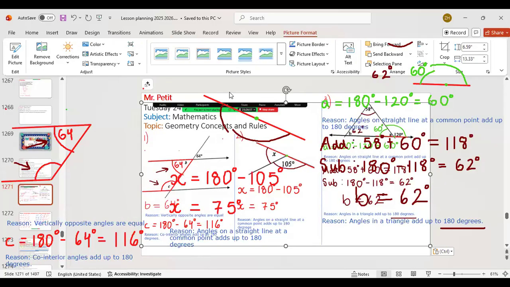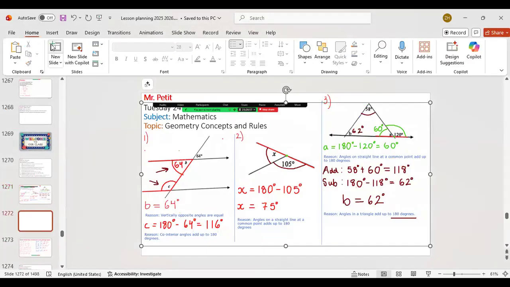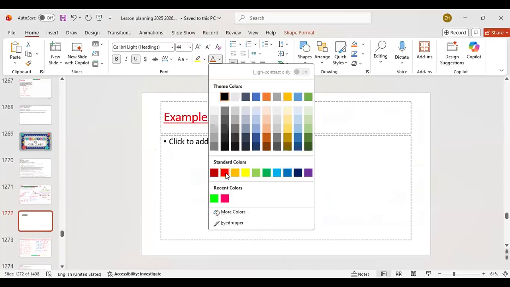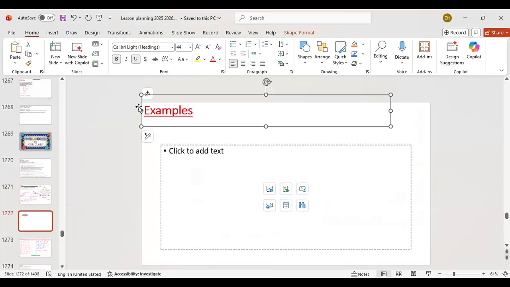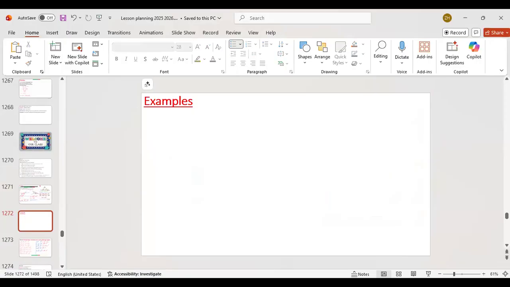So let me clear all drawings because I know my screen looked bad. All right, should be better now. Let's look at some other ones. These are more examples. So let's see how we do with these.